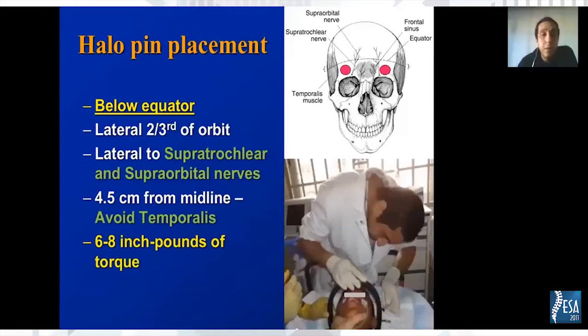When placing the halo pins, it's important to understand where exactly to put them. The halo has to be below the equator, and you are aiming for the lateral two-thirds of the orbit to avoid the supratrochlear and supraorbital nerves. You use 6 to 8 inch-pounds of torque on those patients.